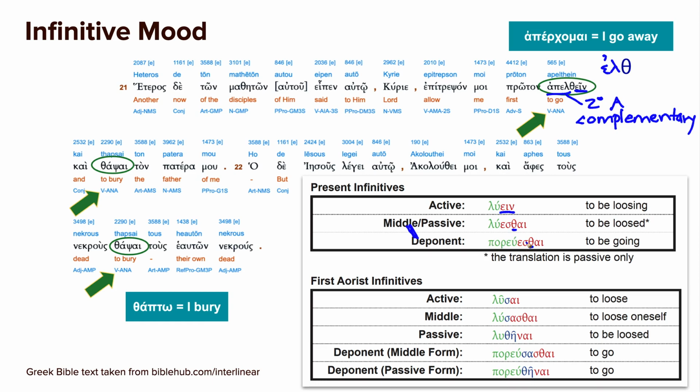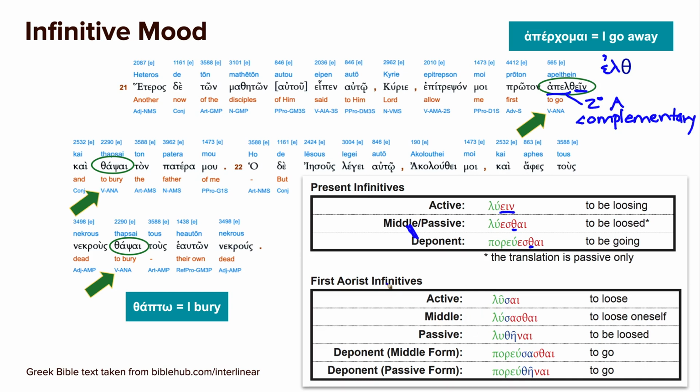And basically all you do is add the same ending. Poreuesthai, luesthai, poreuesthai. So that's actually pretty easy for the passive. And then the active is always -ein in the present, except for second aorist verbs. They use the -ein for their aorist form.